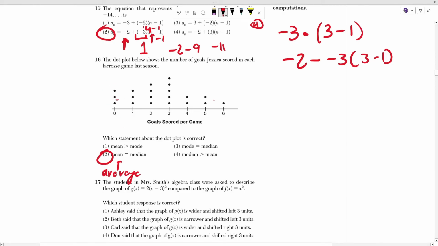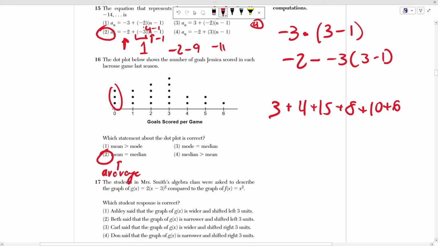So if you add all of these points up together, 0 plus 0 plus 0 plus 0 plus 0 is 0, okay? 1 plus 1 plus 1 is 3. 2 plus 2 plus 2 plus 2 is 8, right? 1, 2, 3, 4, 5. 5 times 3 is 15. 4 times 2 is 8.